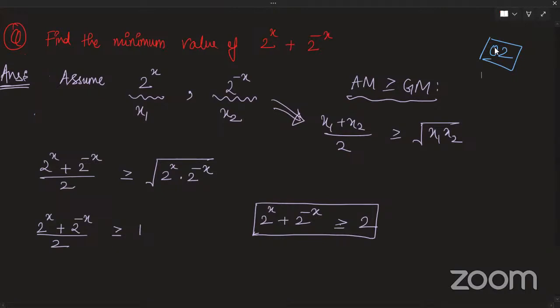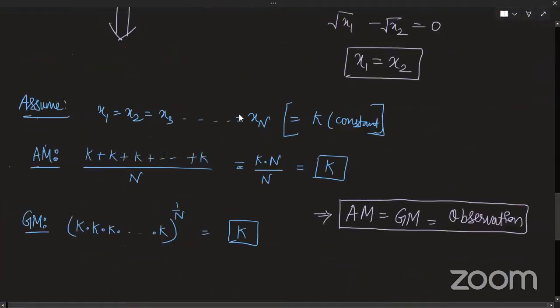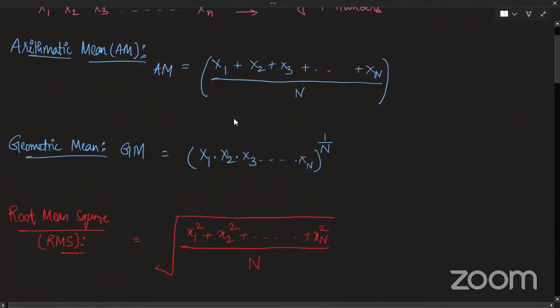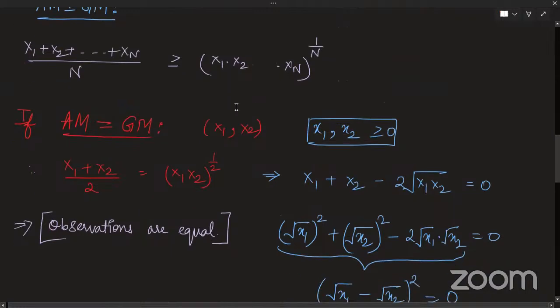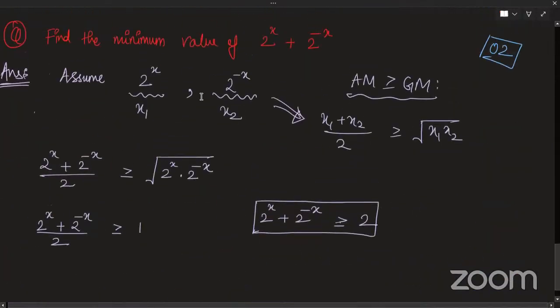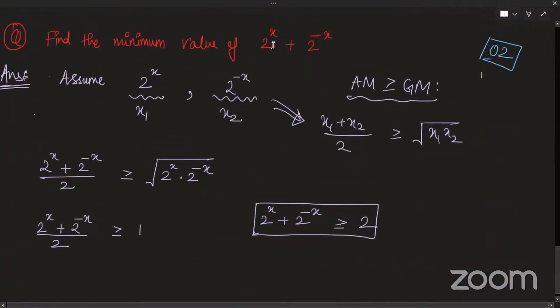Everyone got it, how it came? Sir, can you explain how? See, it is nothing new from what we have done before, okay? Same x1, x2, x3. So instead of x1 and x2, I am assuming that my first observation is a function 2 raised to x and the second observation is 2 raised to minus x.